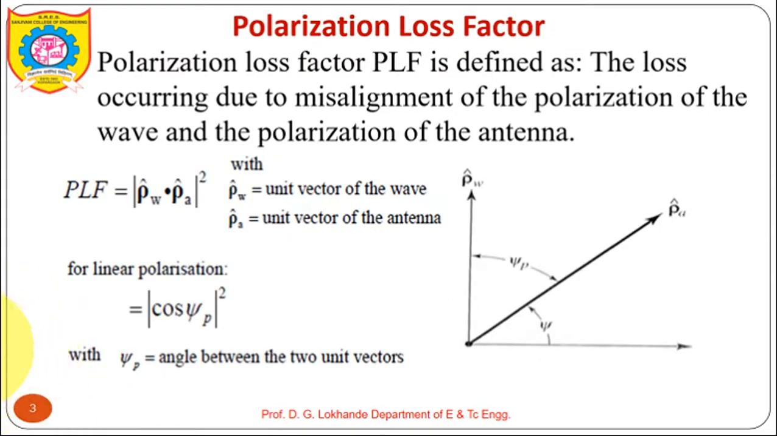Now the next parameter is the polarization loss factor. In general, the polarization of the receiving antenna will not be the same as the polarization of the incoming incident wave signal. This is commonly stated as a polarization mismatch, and definitely if the mismatch is there, loss will be observed in a practical situation. And that's why the amount of power extracted by an antenna from the incoming signal will not be maximum because of the polarization loss. That's why there is a need to calculate the polarization loss factor.